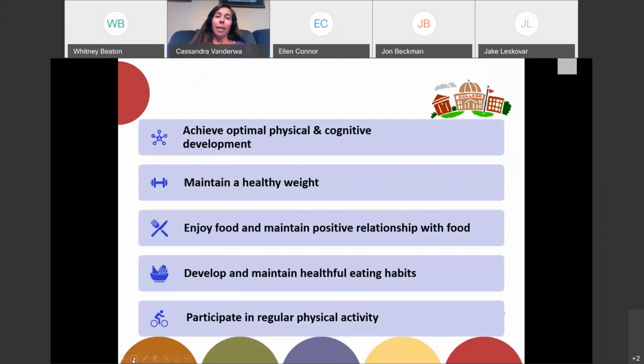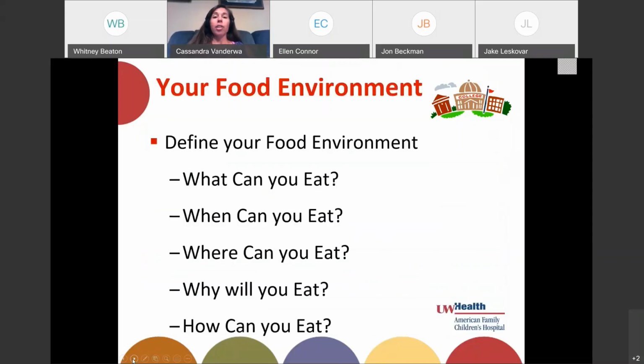Hopefully part of that is maintaining a healthy weight, enjoying food and maintaining a positive relationship with food, continuing to develop or maintain healthful eating habits as your own person, on your own, independently, and participating in regular physical activity that brings you joy and thus is sustainable. So this starts within your environment.